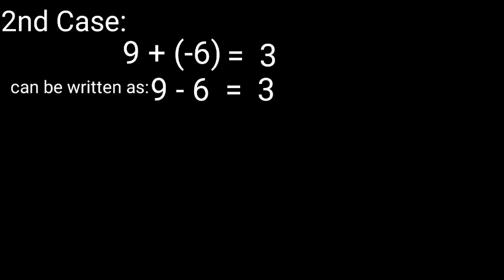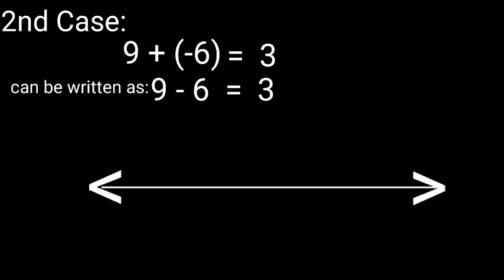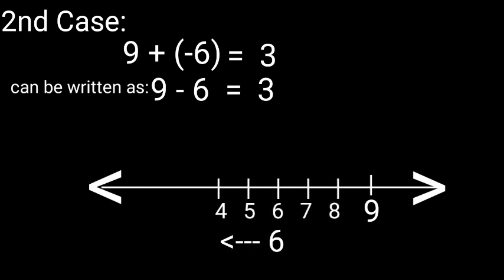The first problem is 9 plus -6. In this second case, where the second integer is negative, which in this problem is -6, we can convert this problem into 9 minus 6. To prove that 9 plus -6 is equal to 9 minus 6, let's look at the number line. Let's start with 9, and because 6 is negative we move 6 to the left: 1, 2, 3, 4, 5, 6. So we got 3, and in 9 minus 6 it's obvious that the answer is 3.